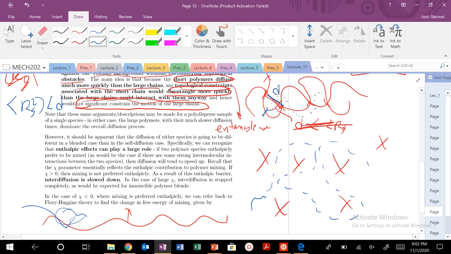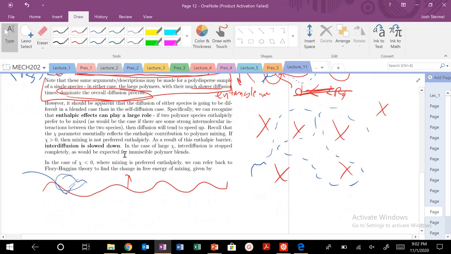So the large polymers just move through this viscous background, whereas your small polymers will move among this array of topological obstacles. The same argument holds if you have a polydisperse sample as well. Large polymers, with much slower diffusion, will dominate the overall diffusion process, i.e. they're your rate limiting step.